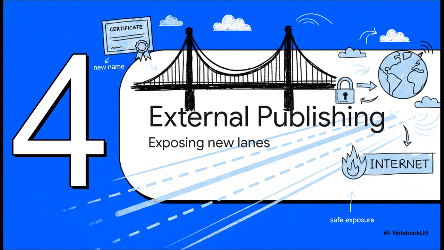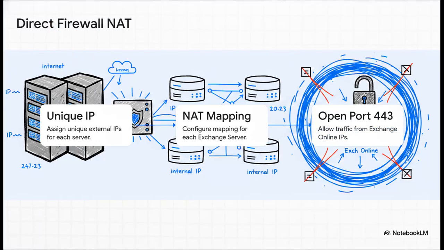Moving to Section 4, External Publishing Options. Time to safely expose those new lanes. So how do we safely open these new lanes to the internet? The simplest option presented is direct firewall NAT mapping. You literally configure the firewall with a separate external IP address for each individual Exchange server. Then, you set up a NAT mapping to forward traffic received from Exchange Online directly to the internal IP of that specific server. Just make absolutely sure TCP port 443 is open exclusively to Exchange Online IP addresses.